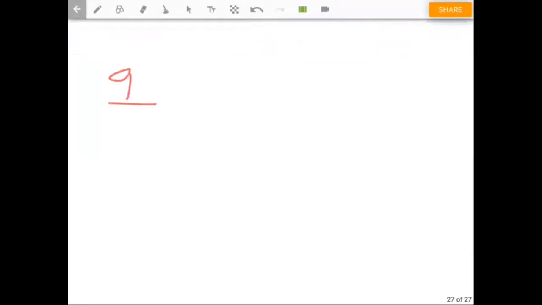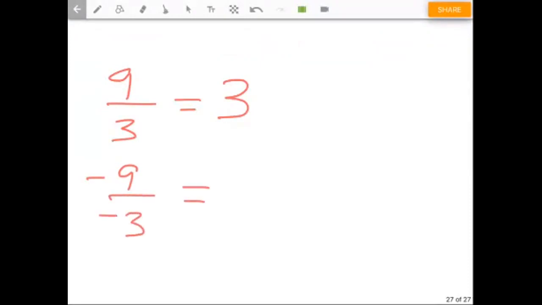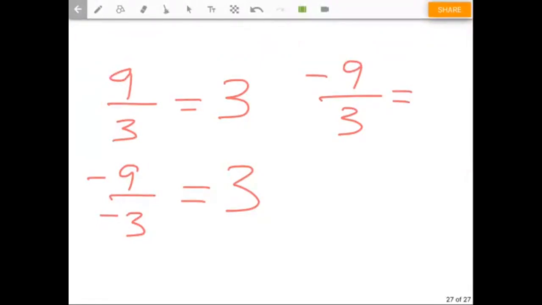All right, so the same applies if we did division. Let's say we had 9 divided by 3. That's 3. Negative 9 divided by negative 3 would be +3. And then negative 9 over positive 3 would be -3. Yes, good job.